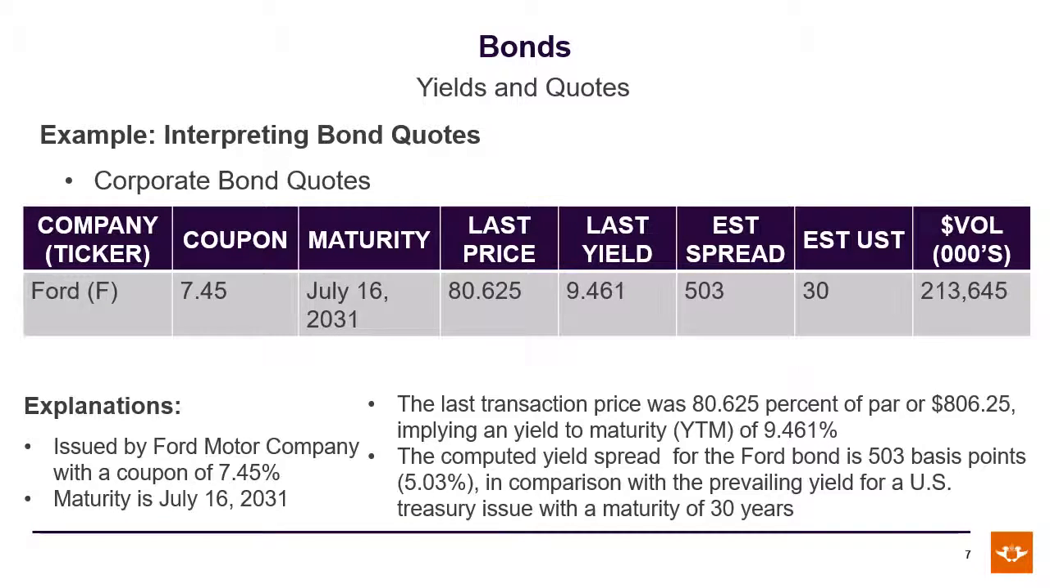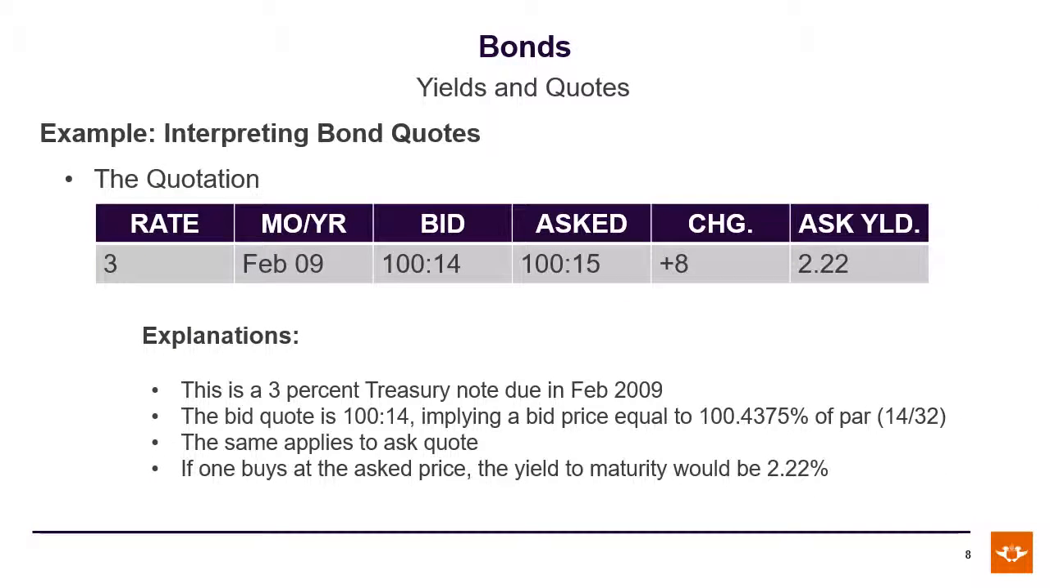In this example, we're looking at price quotes. So we have a 3% Treasury note, which is due in February 2009. The bid quote is 114, implying a bid price equal to 100.4375% of par, because the 14 is 14 over 32. The same applies to the ask quote, and if one buys at the ask price, the yield to maturity will be 2.22%.